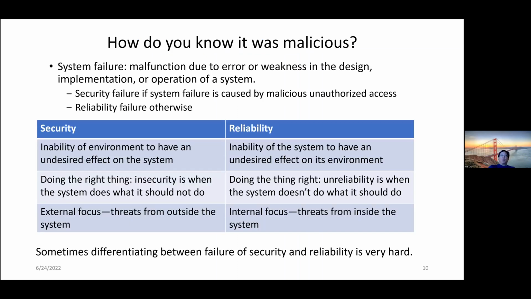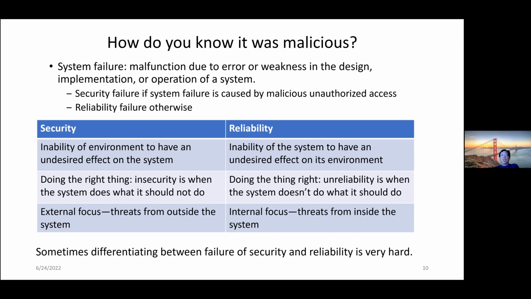Whether it was malicious. Well, there's a system failure. A system failure happens. It's a malfunction that's due to an error or a weakness in the design or implementation and operation of the system. It's a security failure if it's caused by some malicious, unauthorized access. It's a reliability failure if there is no such access. So that's the distinction that I'm making. The differentiation between a failure of security and a failure of reliability is sometimes very hard.